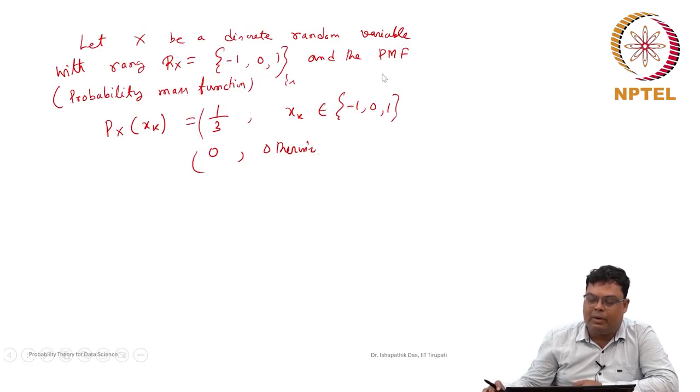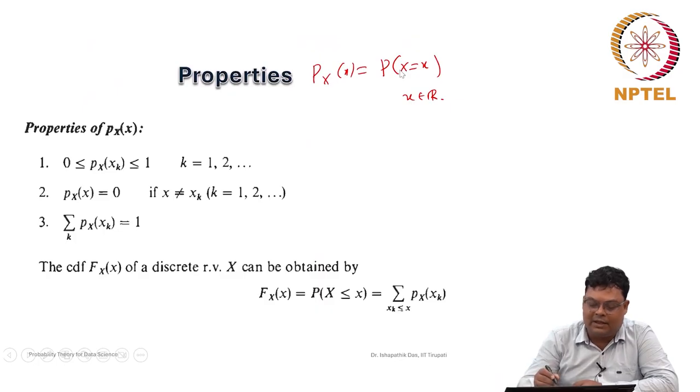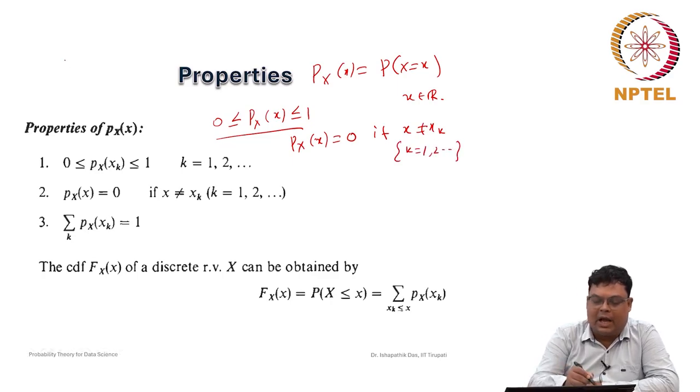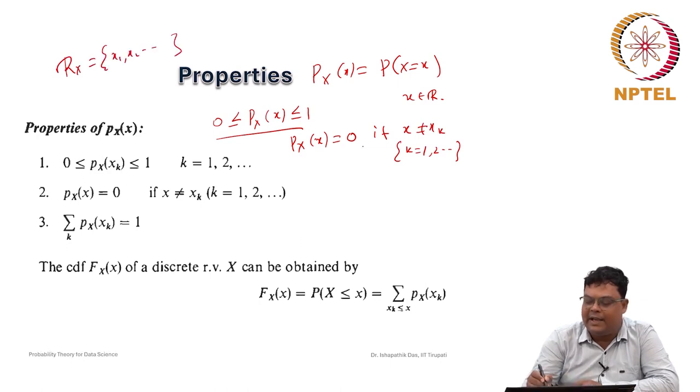Now, you can show from the previous example we have checked that this will always be, because it is a probability, p x of x less than or equal to 1 and greater than or equal to 0. And p x of x will be 0 if x is not equal to x k for k equal to 1, 2, like this, because the range of x is constant, with values x 1, x 2 like this.